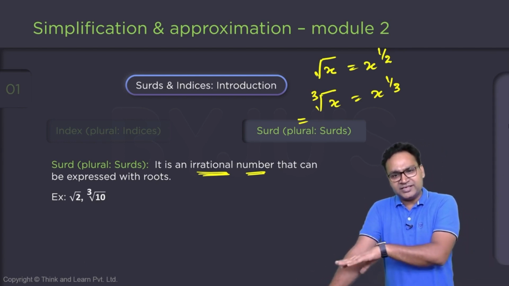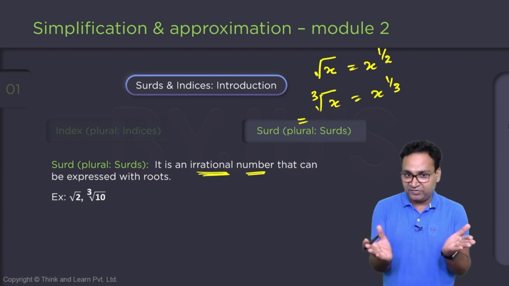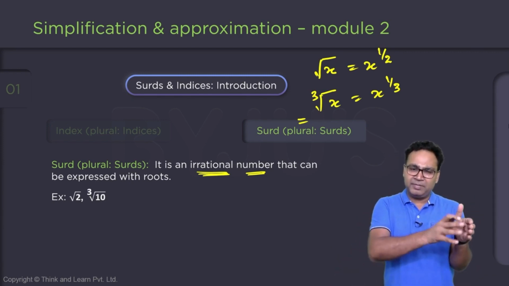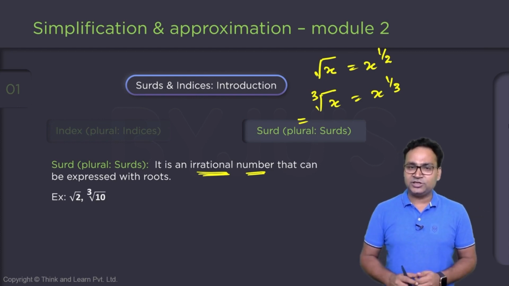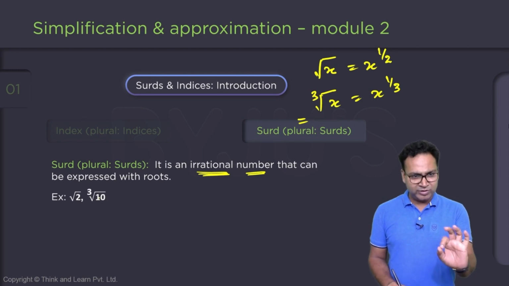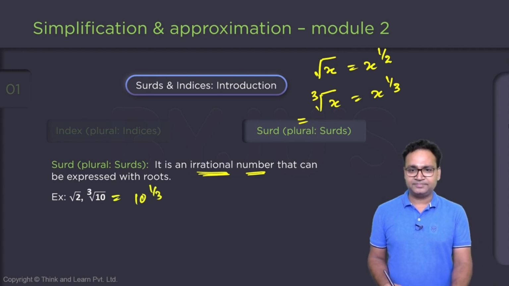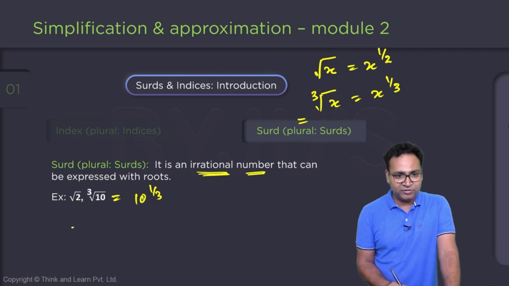Rational numbers, irrational numbers. But don't worry, for these exams you don't need to learn much about irrational numbers, or about rational numbers. Okay, so you understand what is the meaning of this? This is 10 power 1 by 3. You understand what is the meaning of this, 2 power 1 by 2.